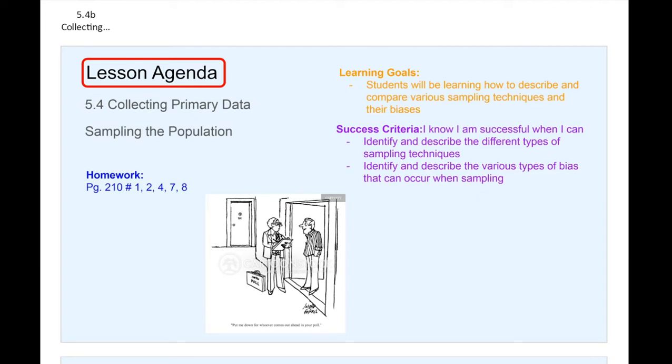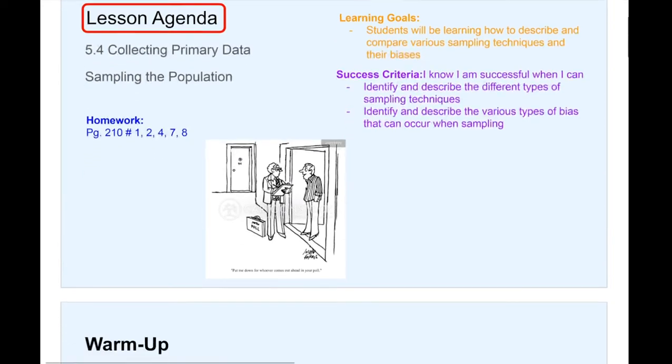the general population. So again, for example, if we're looking at, say, Canada, we're not going to ask every person in Canada. It'd just be too difficult or too time consuming. So we might take a smaller group, or maybe we take a sample from that population. So we're going to look at different ways we can create those samples.